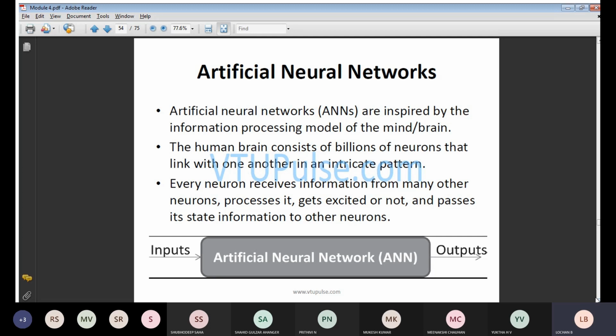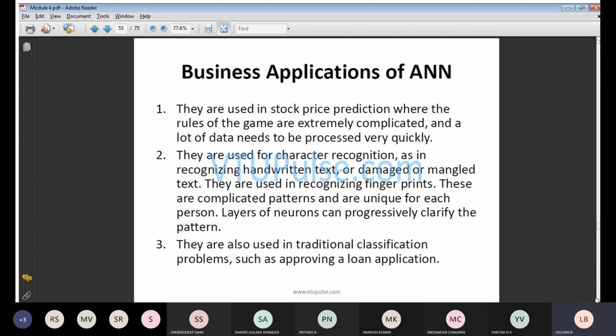So, the artificial neural network is mainly used as an information processing model. Basically, the human brain consists of billions of neurons which are linked from one part to the other. So basically we load an input, we process the operation, and we get an output.